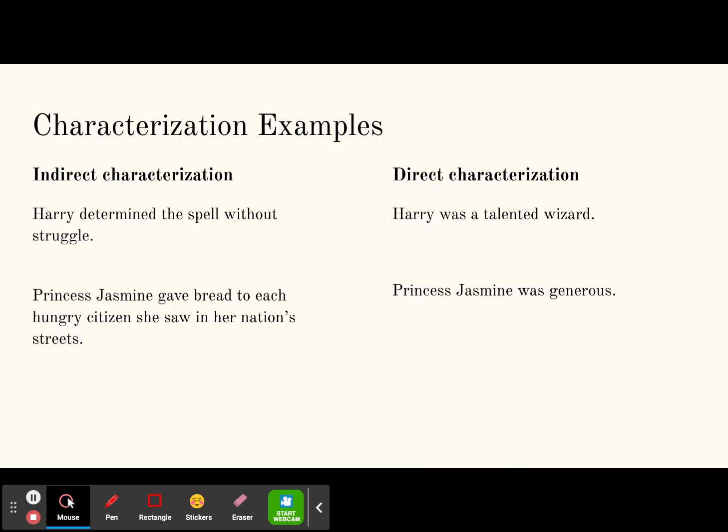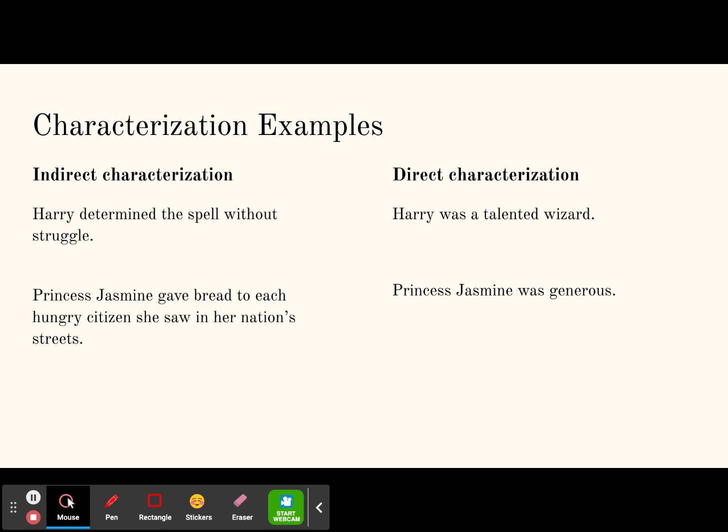So indirect characterization. The first example, let's use this Harry Potter one. So, indirect characterization: Harry determined the spell without struggle. So, this sentence shows who Harry is. He's talented. However, it does not directly say that. It requires the readers to infer that.